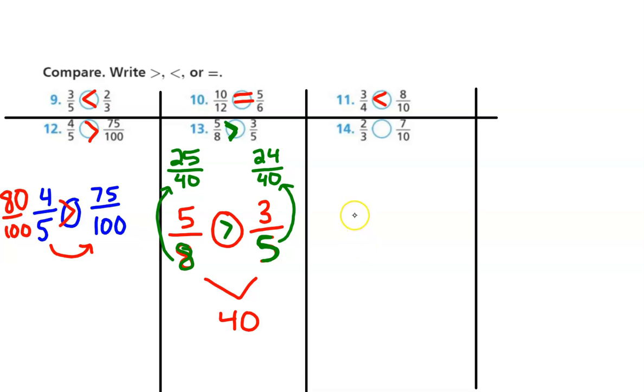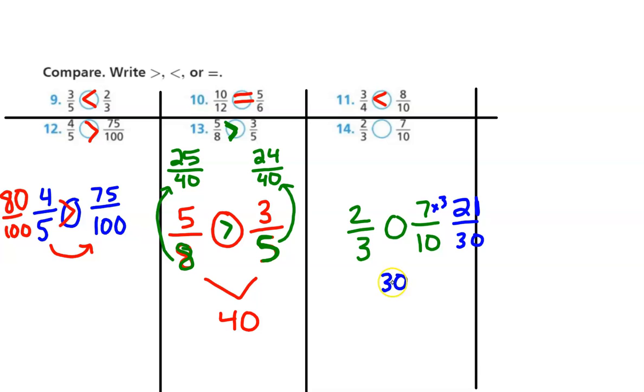Okay? And then here, our last one on this page was 2/3 and 7/10. So I don't see anything common here. If I counted by 3s, I can't get to 10. So I'm just going to multiply these two. I'm going to make this a common denominator of 30. So how do I get from 10 to 30? I'm going to times that by 3. So that's the same thing I'm going to do to the top. 7 times 3 is 21.